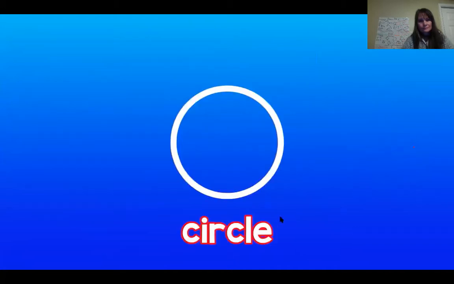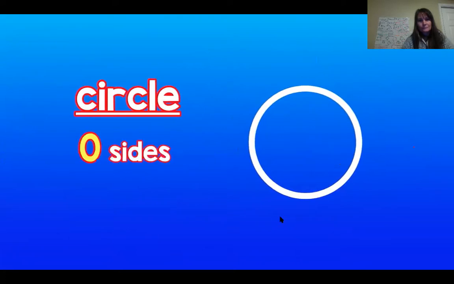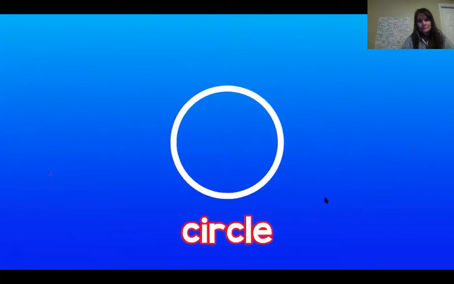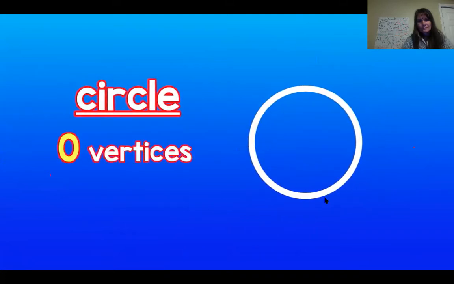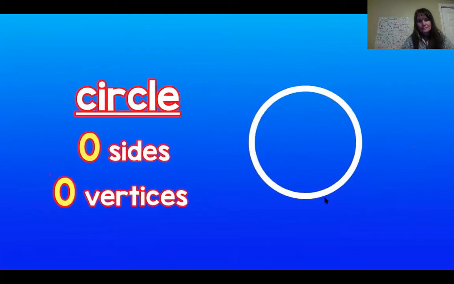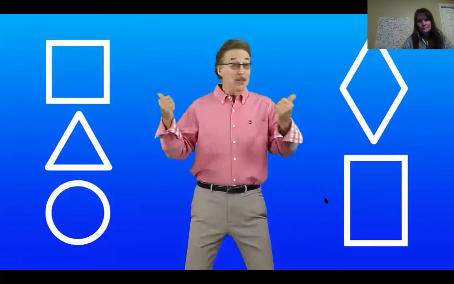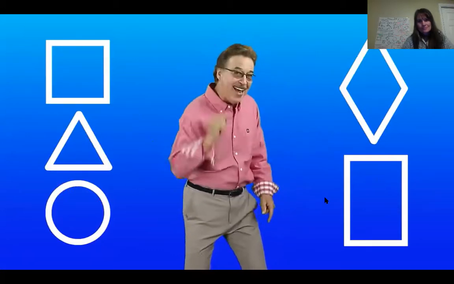This is a circle. Let's move and count the sides of a circle. A circle has 0 sides, but has 1 curved line. Let's move and count the vertices of a circle. A circle has 0 vertices, but has 1 curved line. A circle has 0 sides and vertices. 2D shapes. 2D shapes. Which ones have sides and vertices we learned today.